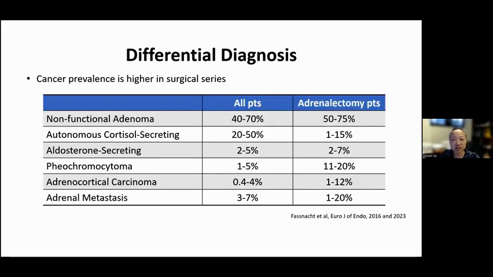The differential diagnosis is that most of these are adenomas. You'll hear a little bit more in the next hour about the detection of autonomous cortisol secreting masses, aldosterone secreting masses, and pheochromocytoma. What we, of course, don't want to miss is adrenal cortical cancer. In all patients, it's about 0.5% to 4%. Obviously, the prevalence is much higher in surgical series. And of course, we don't want to miss adrenal metastases either. Many of these are identified in patients who have an existing history of cancer, but certainly sometimes this is the presenting finding.